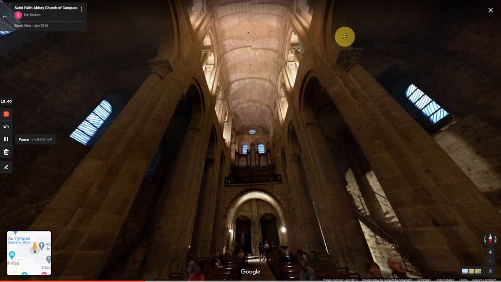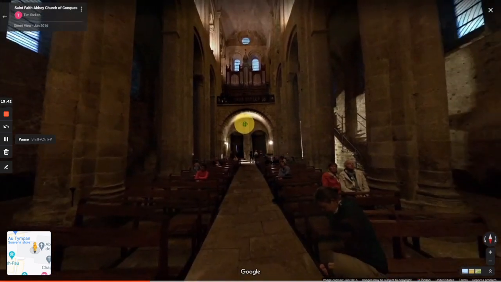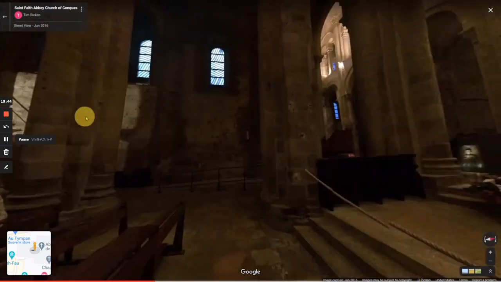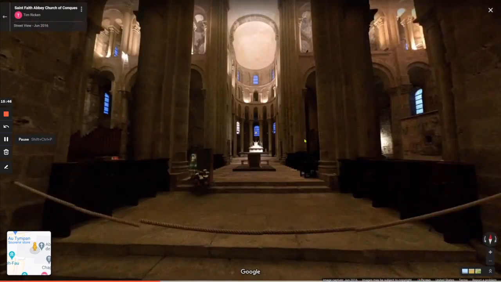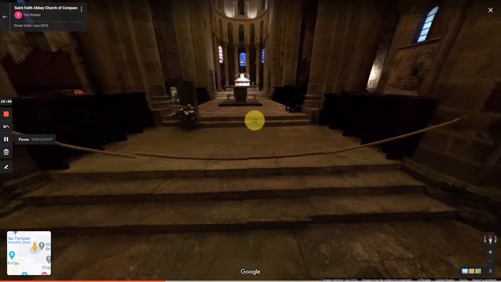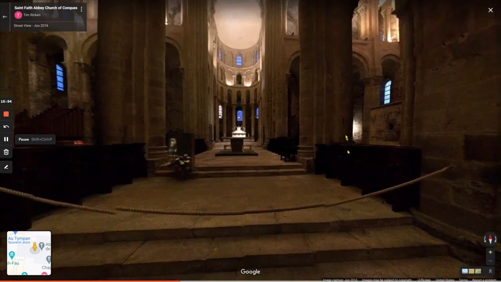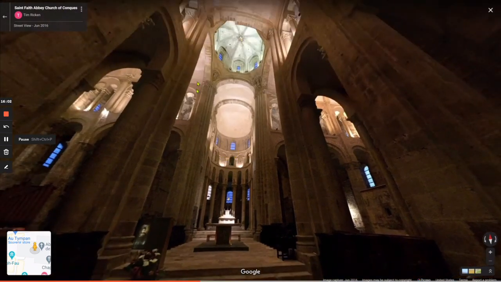I'm going to come back down to floor level, and I'm going to swing around so that we can look up toward the front of the church. I want you to notice there are steps right in front of us and a rope. And that coming up from these steps, what we are looking at right here is the altar. So this is the area right in here that is at the highest elevation that we're seeing right here. This is the crossing.